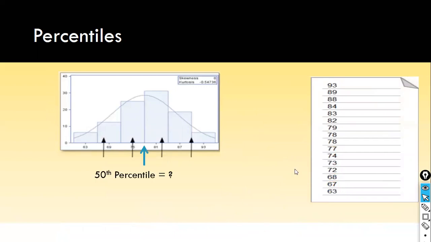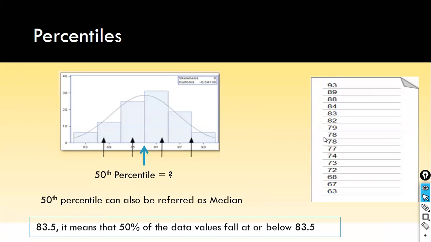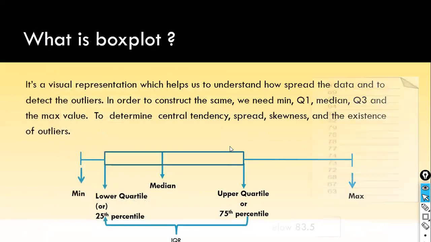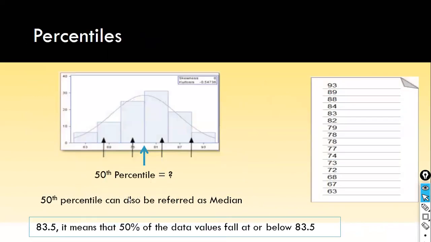Okay, now you tell me the 50th percentile. We already saw, right? The 50th percentile is the two middle values, 78 and 78. Sorry, this is 83.5. Okay, this is not correct. This is your 75th percentile, right? I just corrected it now here. The 50th percentile can also be referred to as the median. But here, the 83.5 is your middle value.